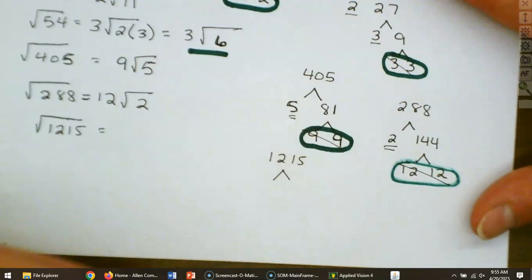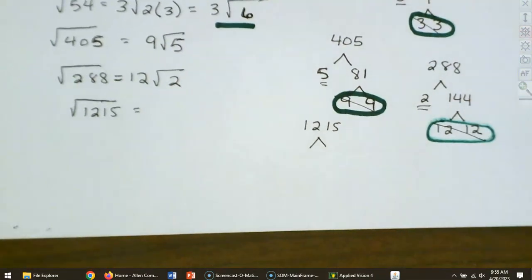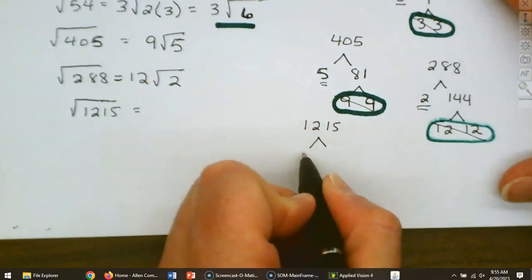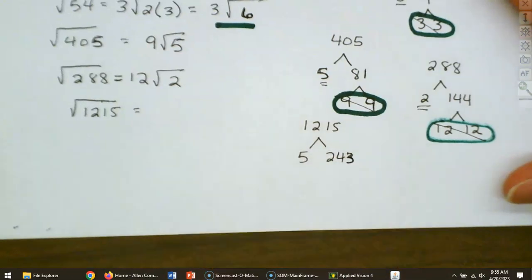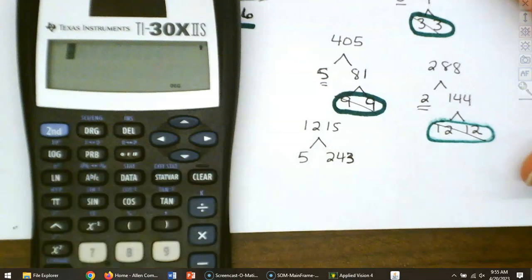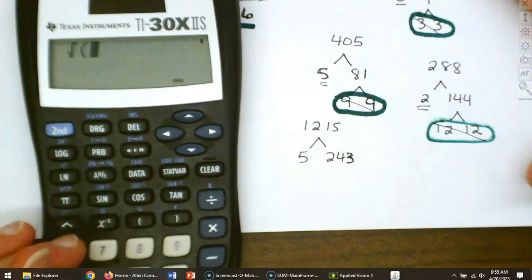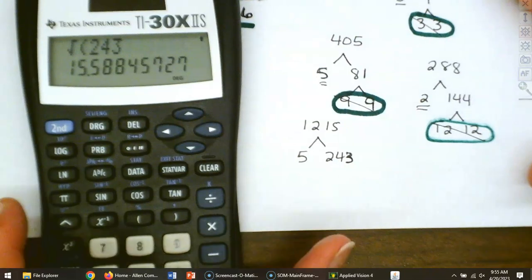Now, 1215 ends in a 5. So I know a 5 needs to go in here. So we'll start with that. 5, and then 243. Now you always check to make sure that that's not a square, because if it's a square, you're done. I don't think 243 is, but let's check. Okay, the square root of 243 is not a perfect square.